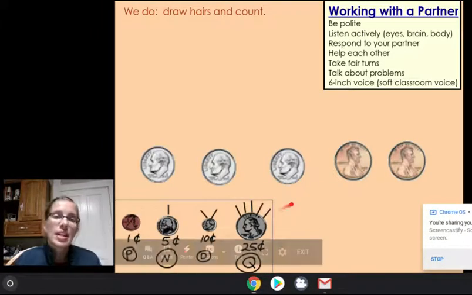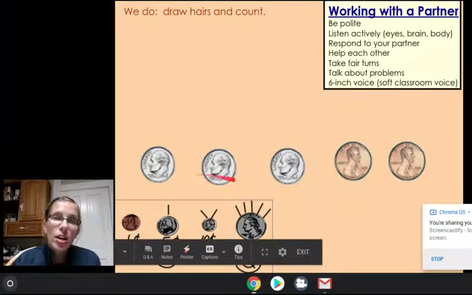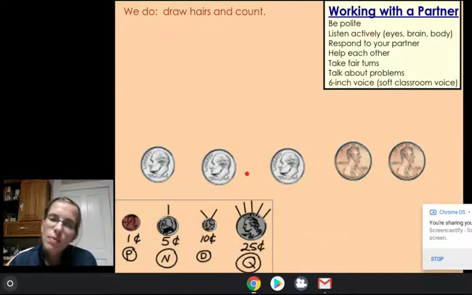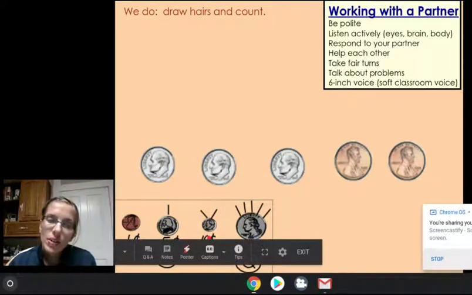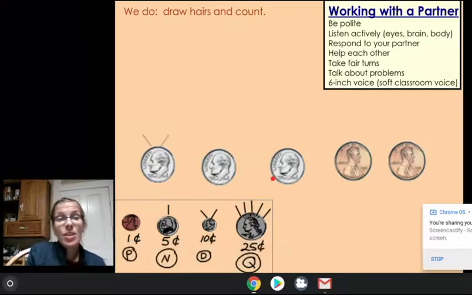Okay, let's try this next one. We're going to draw hairs on our coins. So remember, how much is a dime worth? Oh, look down here. It says a dime is worth 10 cents. So these are all dimes. Those are all going to get 2 hairs on them.